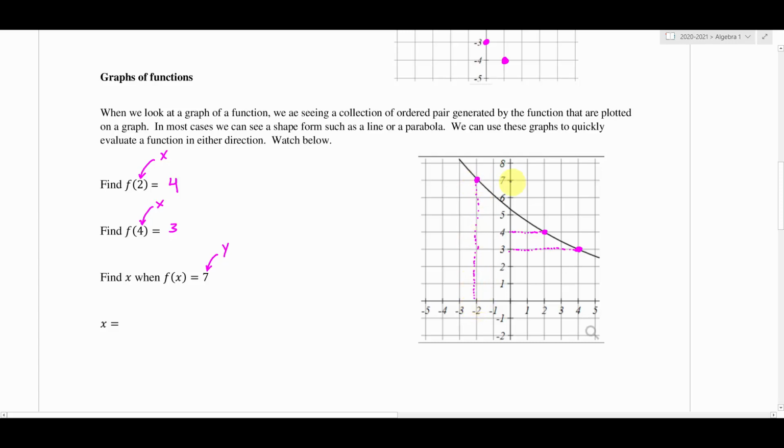So for this one, when y was 7, or when the output was 7, the input was -2. So I know that x equals -2. All right, so that's how you do inputs and outputs with a graph instead of a rule. Try the practice problem, see if you can do it too.